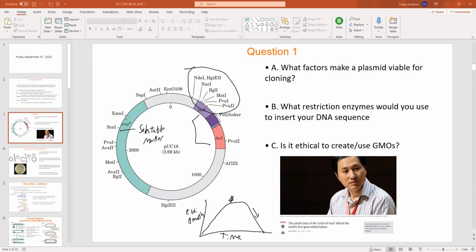Any bacteria that took up our plasmid will be resistant to ampicillin, and they will grow into colonies. They will replicate on that media, and you'll see growth after about 12 hours.